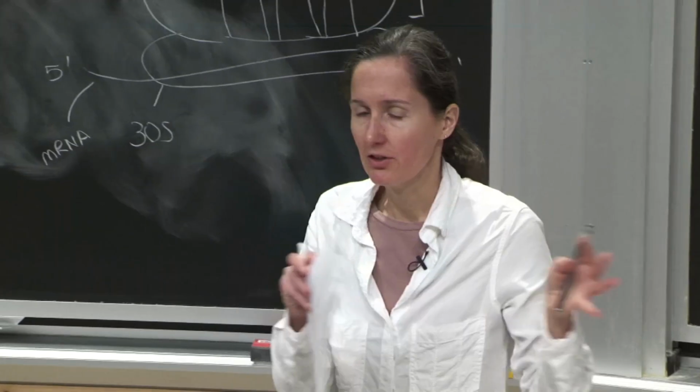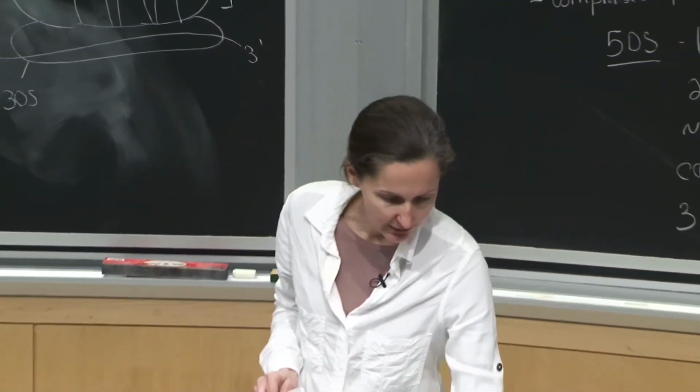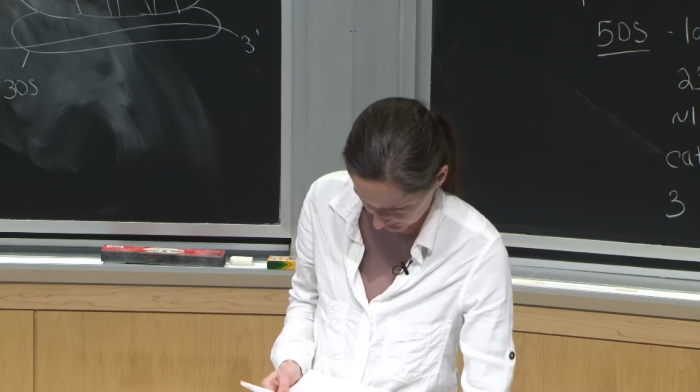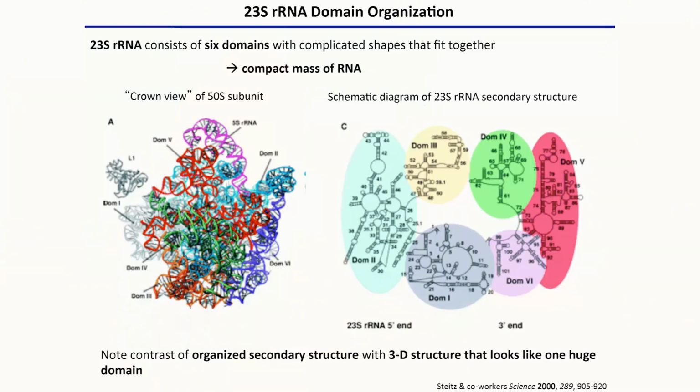Okay, so what we can do is look at the RNA separately and look at the protein separately now and see what we learn from these analyses. So effectively, if we consider the 23S rRNA, despite that structure we saw before that looked like a compact mass of RNA, it's structured. And it consists of 6 domains. And these domains have quite complicated shapes, and they fit together.